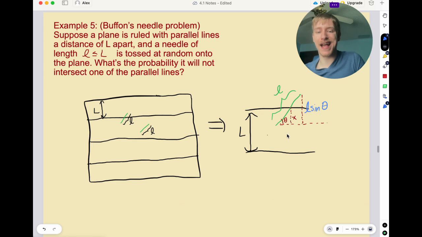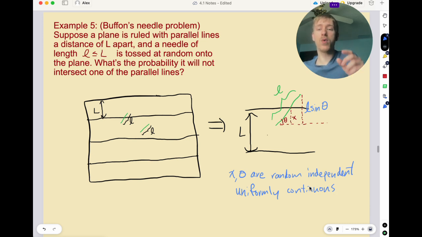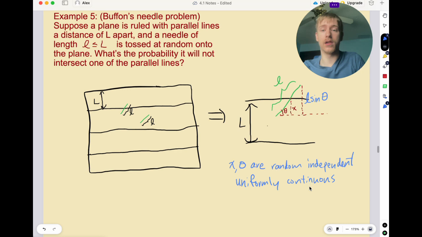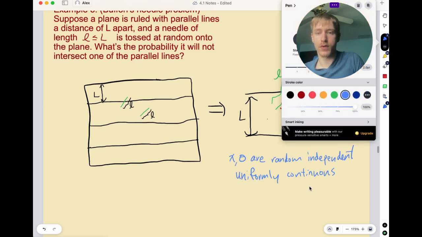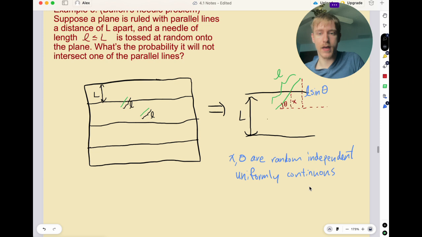Now, with x and theta as parameters, we can say that x and theta are both random and independent random variables with a uniformly continuous distribution. If they're independent, they have no relationship with each other. But separately, that horizontal distance can be from 0 to L. So I'll just write that down. x is anywhere from 0 to L, uniformly continuous.